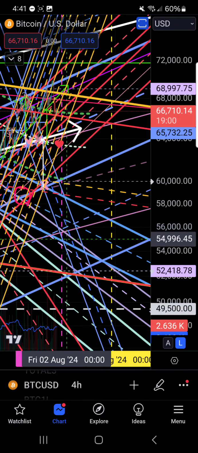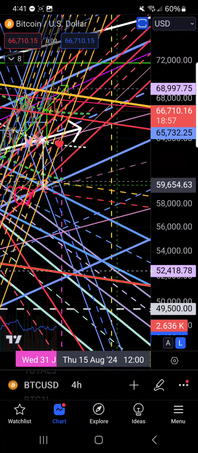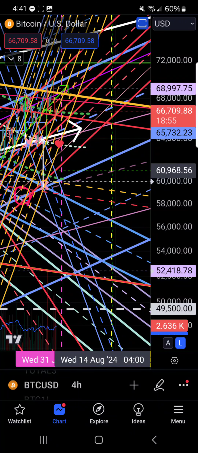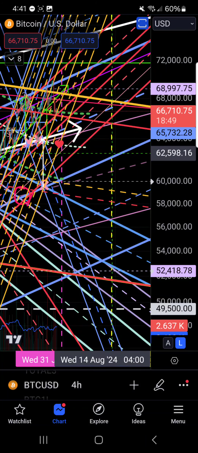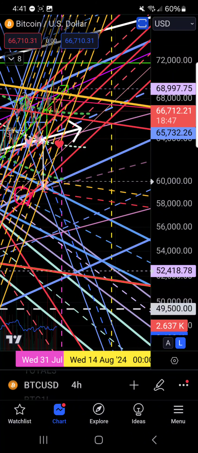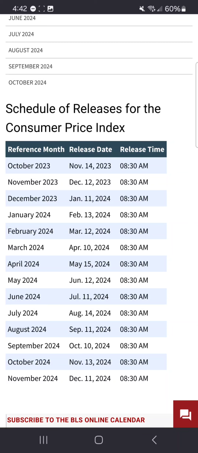Now, all that being said, I think this is the key point here. The CPI data release on Wednesday, August 14th, I believe, and let me check that right now. Yes, here we have the CPI release schedule, and you can see that the July data will be released on August 14th at 8:30 a.m. Eastern Standard Time. And the August data will be released September 11th.